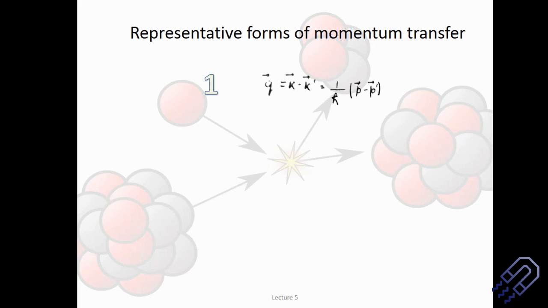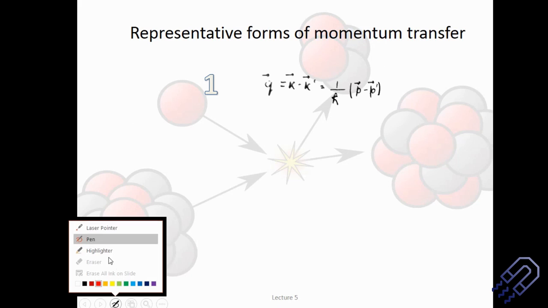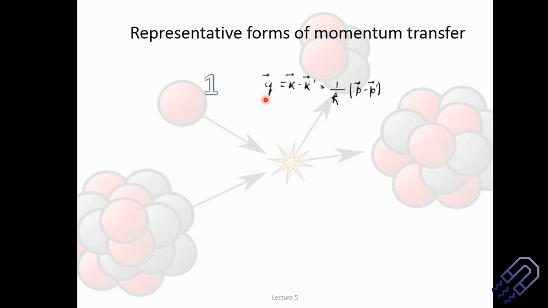The previous one is a simpler one, but the first form that I'm going to talk about is this q bar. Please remember, q bar is not charge. This is just a change in momentum, just a notation that is used, so don't get confused here. So q bar, which is a vector, can also be written as k bar minus k bar dash, which is equal to 1 divided by h cross into p bar minus p bar dash.